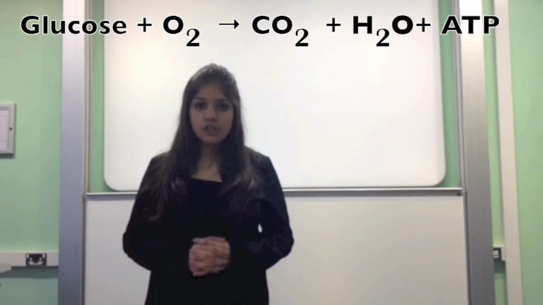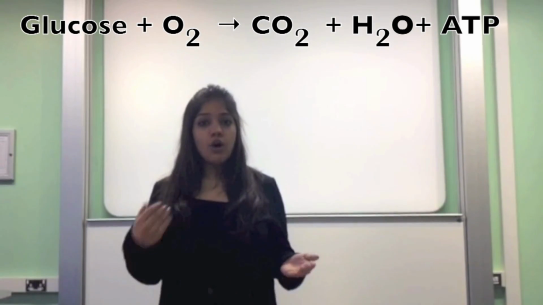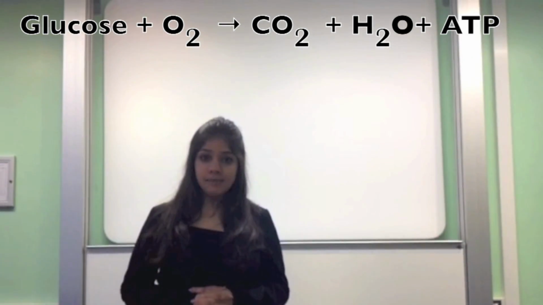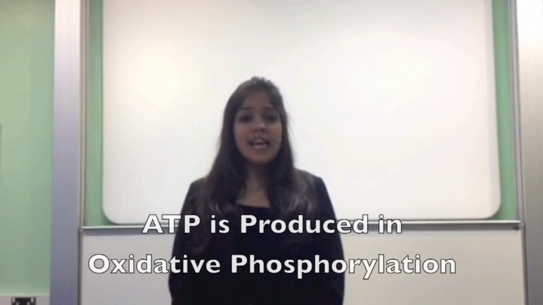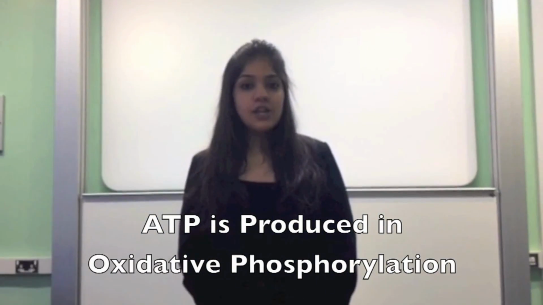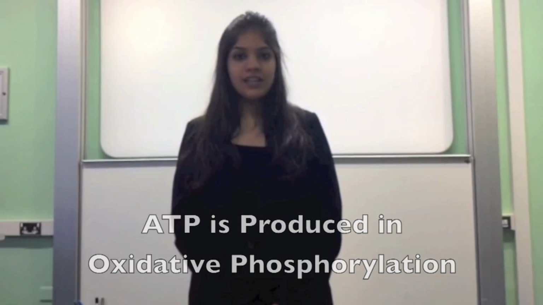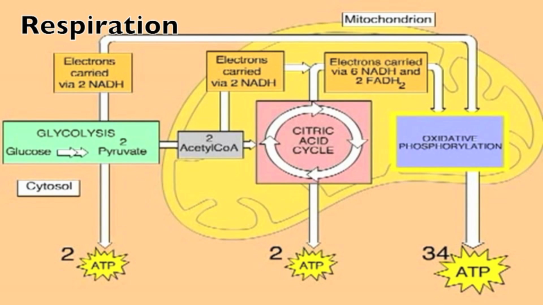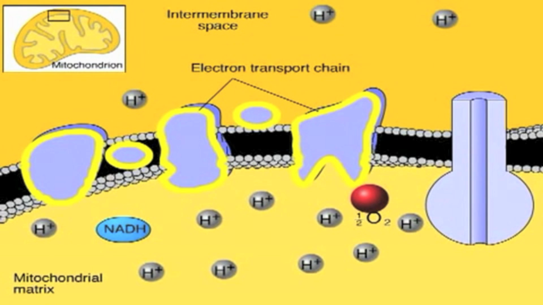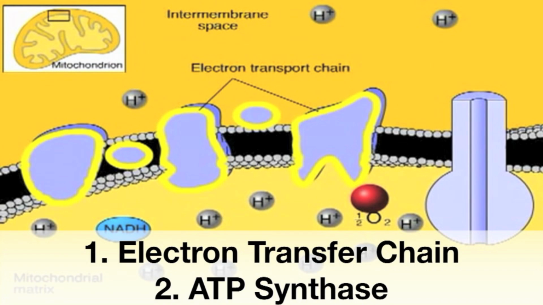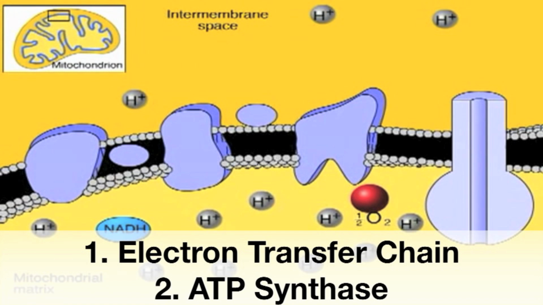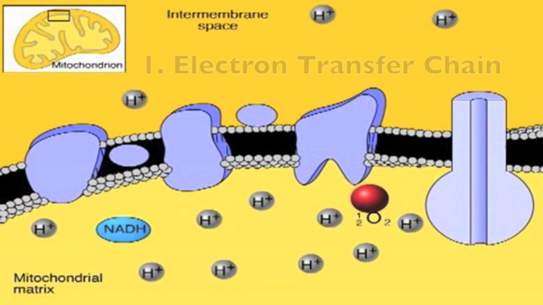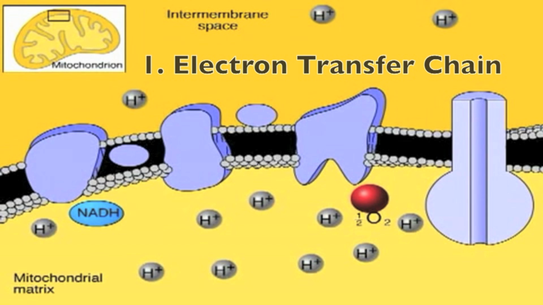You would know aerobic respiration as glucose plus oxygen gives carbon dioxide, water, and energy in the form of ATP. There are 4 stages to aerobic respiration, and ATP is produced in the last stage, which is called oxidative phosphorylation. Oxidative phosphorylation is the main step that produces most of the ATP in respiration. It is related with 2 parts, the electron transfer chain and the ATP synthase. The whole process starts from the electron transfer chain.